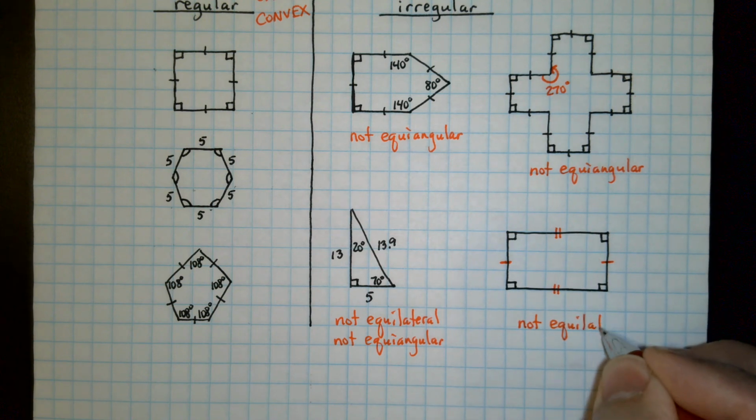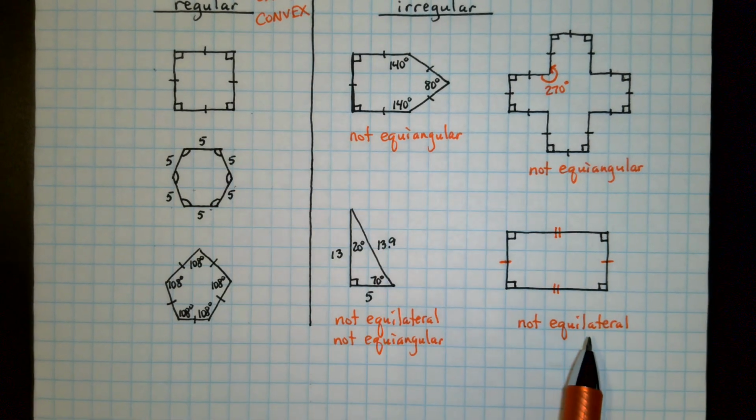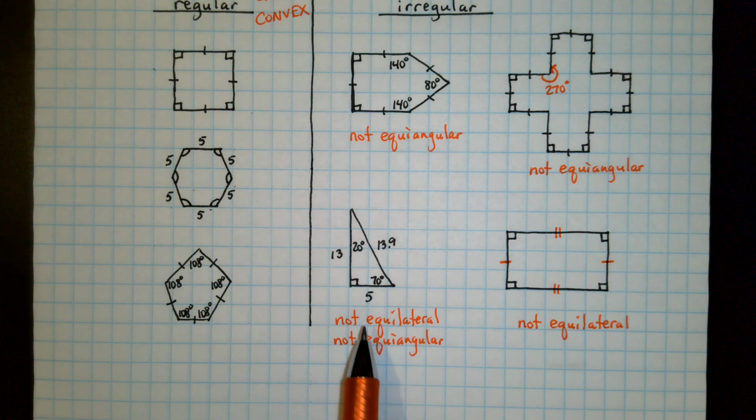So we've seen every combination: some that weren't equiangular, one that wasn't equilateral, and one that wasn't either one. So these are irregular shapes.